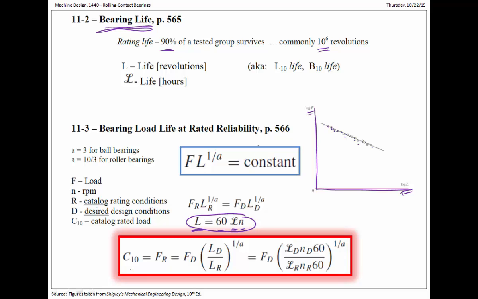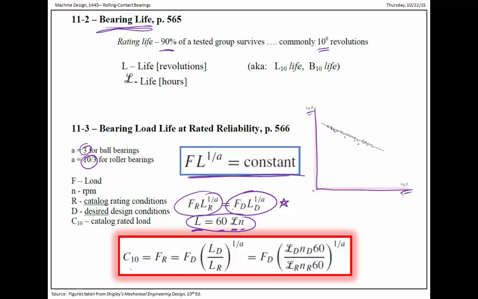And a curve fit between them has been found to generally follow this F L raised to the 1 over a, where a is 3 for ball bearings and 10 over 3 for roller bearings. Well, we're mostly going to deal with ball bearings. So with this relationship here, them equaling a constant, we can make this apples to apples comparison. So you can see that this is the fundamental thing that we're doing.